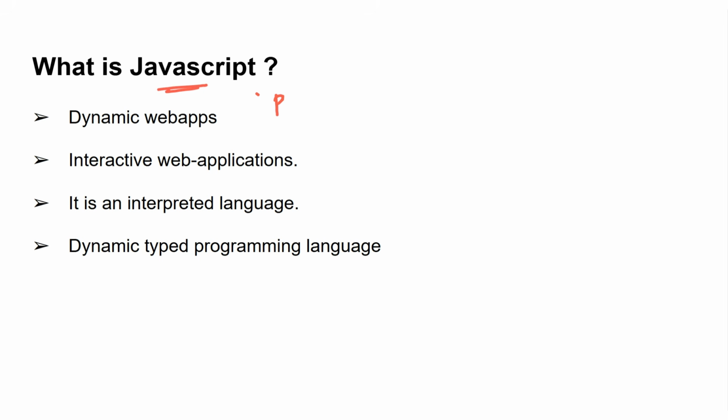JavaScript is one of the programming languages. It is similar to other programming languages, but it is used to create dynamic and interactive web applications. So what is meant by these dynamic and interactive web applications? I will show you this with a simple example.